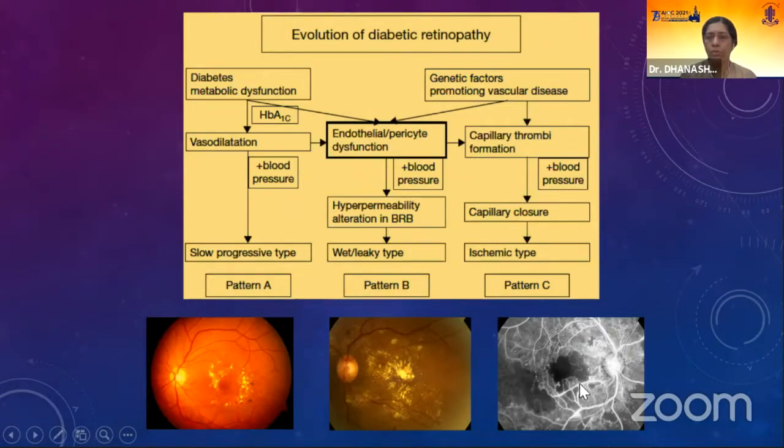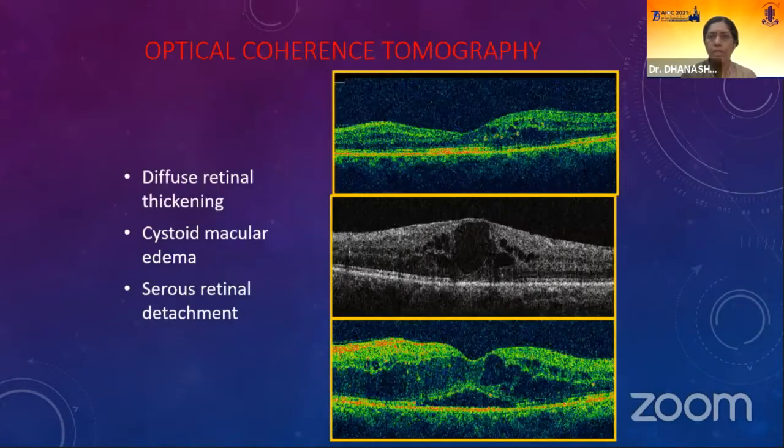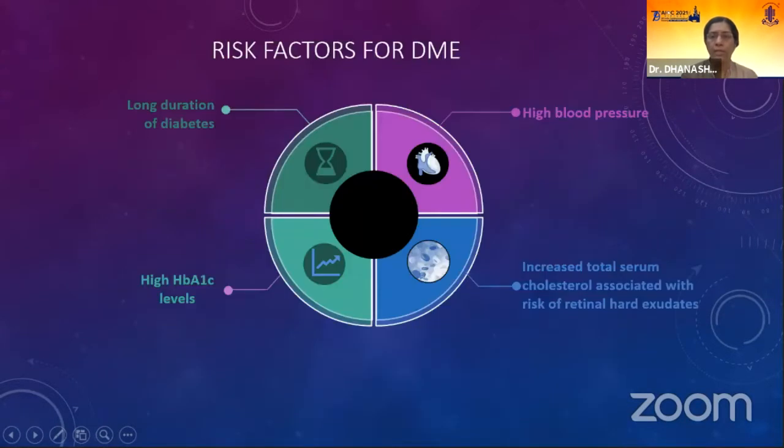Here you see that the foveal avascular zone is enlarged and there is a capillary non-perfusion area right next to the fovea. In the OCT, it can show you some diffuse retinal thickening, or cystoid macular changes, or a neurosensory detachment type of macular edema. The risk factors for development of macular edema are basically long duration of diabetes along with high blood pressure, increased HbA1c, that is poorly controlled diabetes, and also some risk exists if there is a high cholesterol level.